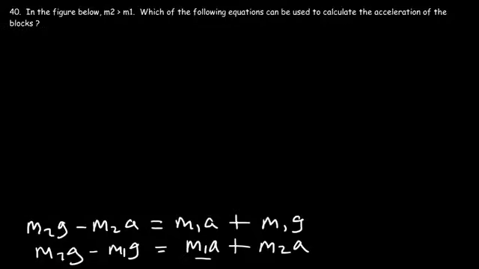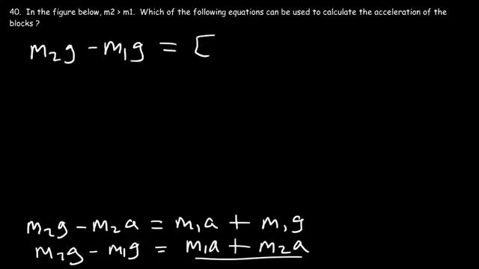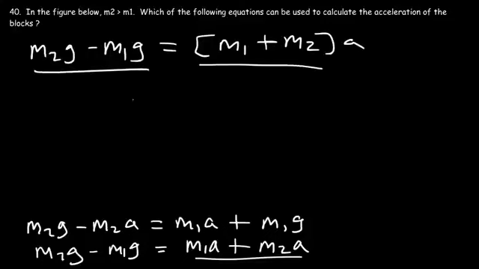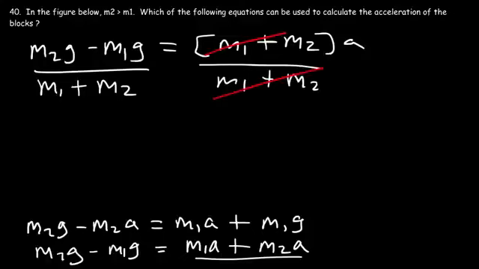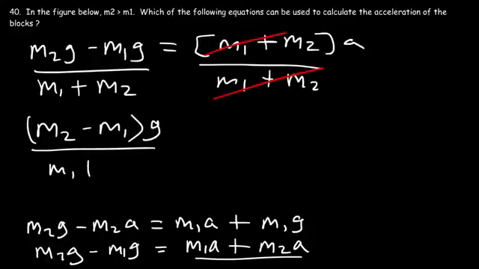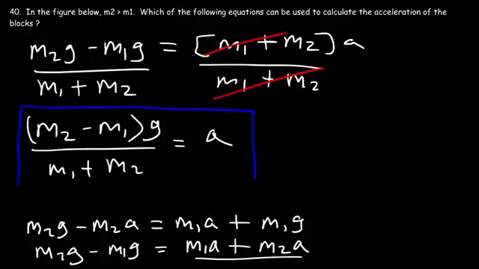So at this point, I need to factor out a. So this is going to be m2g minus m1g, and that's equal to m1 plus m2 times a. Now the last thing that I need to do is divide both sides by m1 plus m2. So now I have this formula. Now I'm going to factor out g, just like I did before. So m2 minus m1 times g divided by m1 plus m2, that's equal to the acceleration of the system. So now you know how to calculate the acceleration of the two blocks for this particular problem.